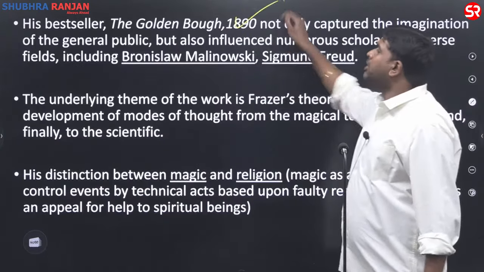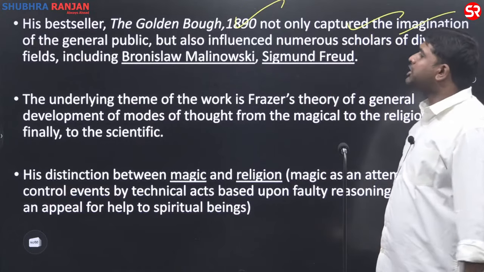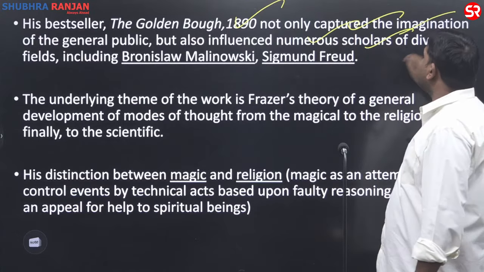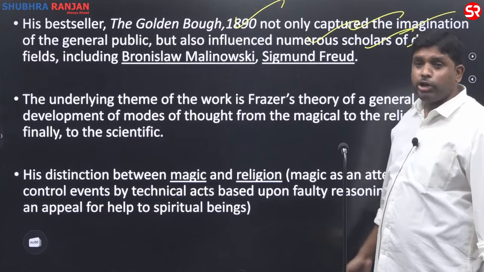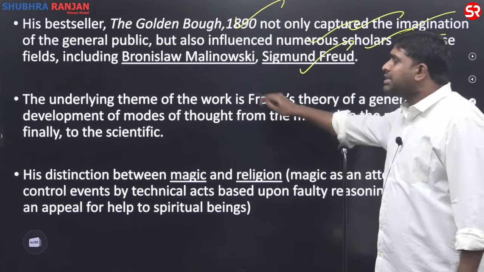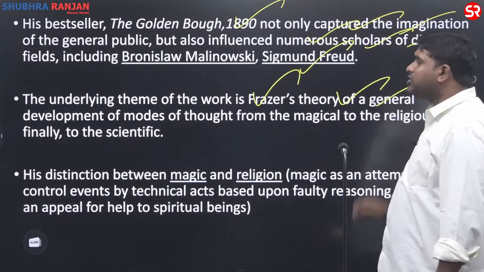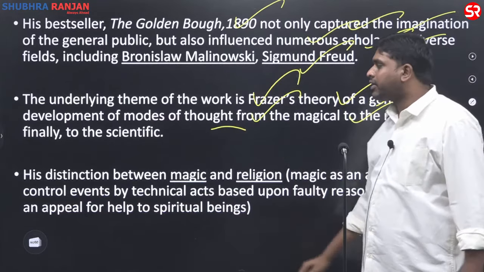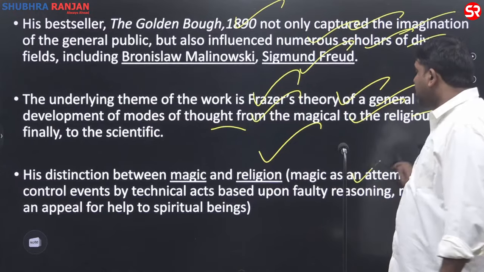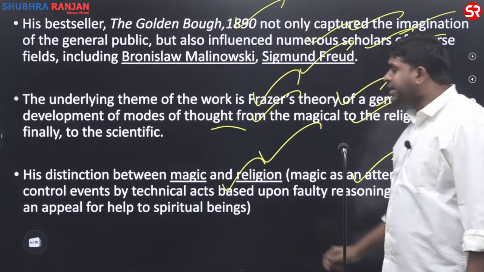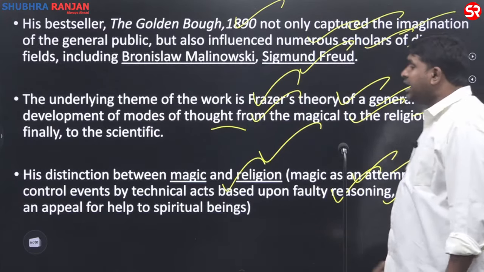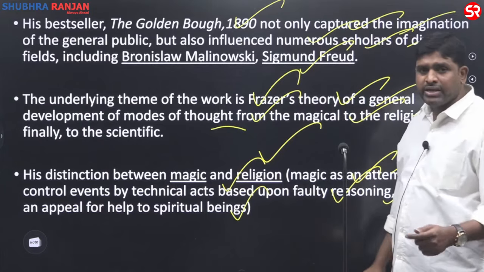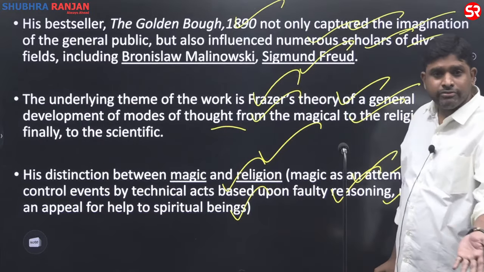The bestseller Golden Bough not only captured the imagination of the general public, but also influenced numerous scholars of diverse fields, including Malinowski and Sigmund Freud. The underlying theme of the work is Frazer's theory of the general development of modes of thought from the magical to the religious and scientific. His distinction between magic and religion: magic as an attempt to control events by technical acts based upon faulty reasons, religion as an appeal for help to spiritual beings, and eventually evolved into the form of science.